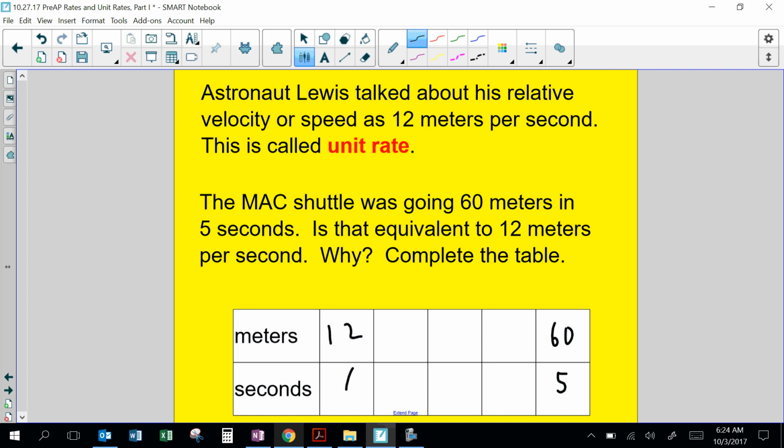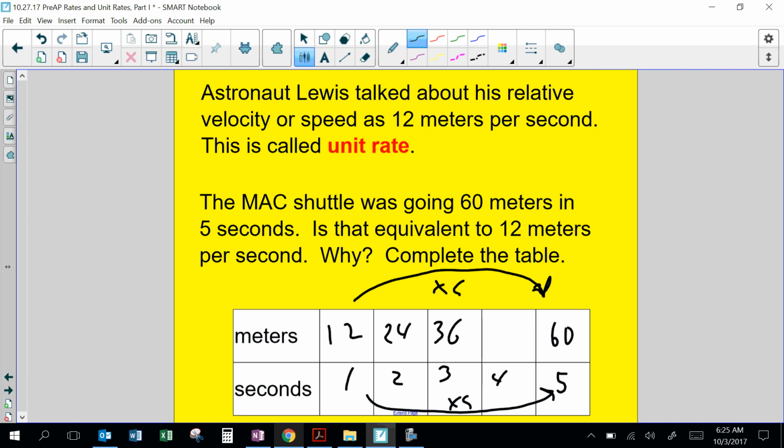Several ways to do it. Can you find the relationship between 12 and 60? What is the relationship? Times 5. I see it has an equivalent relationship. Or another way to do it is, what if you like to build the table up? From 1 second to 2 seconds, I times 2, that'd be 24 meters. From 1 second to 3 seconds, I triple it, that'll be 36 meters. From 1 second to 4 seconds, I times 4, that'll be 48 meters. And so, yes, it is equivalent.